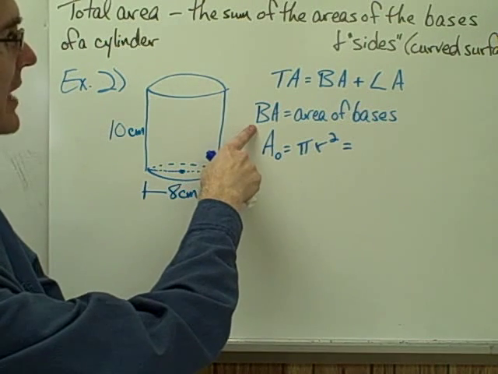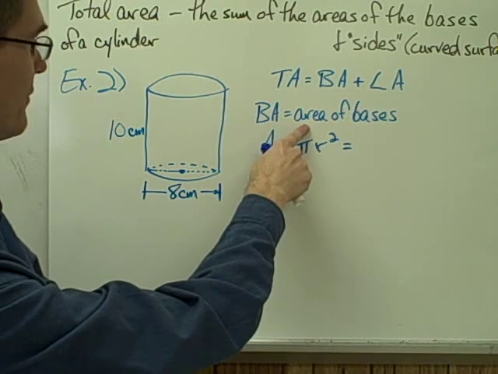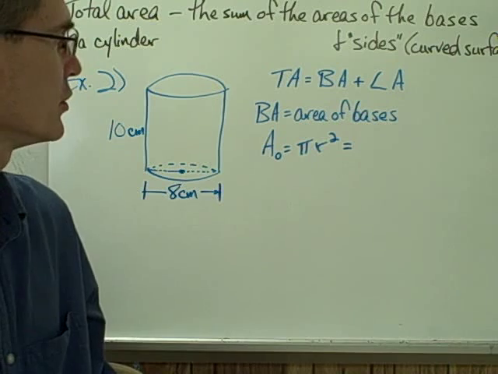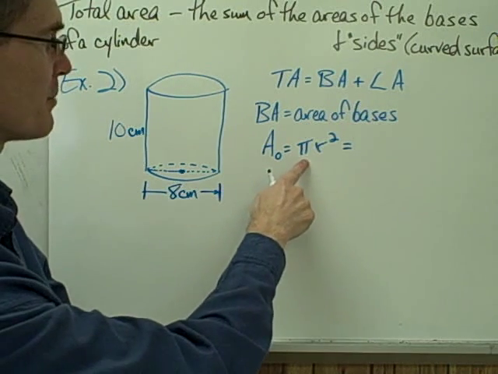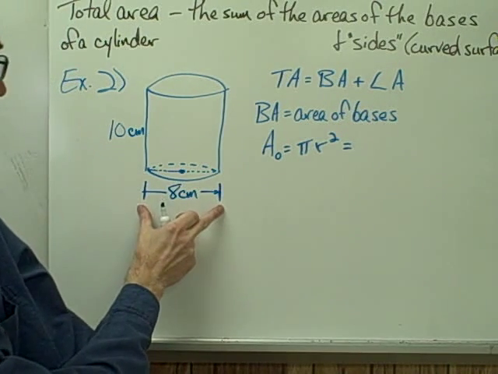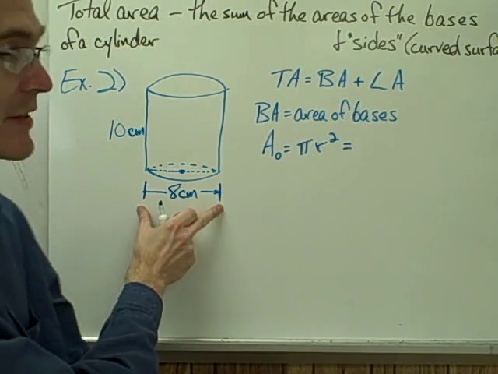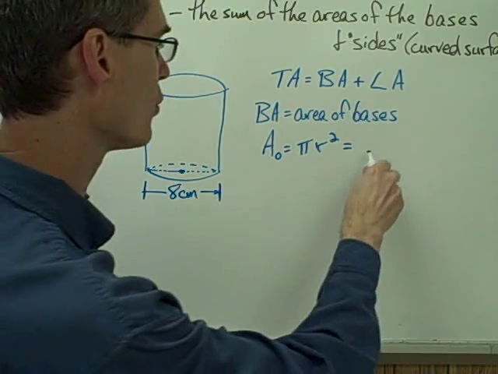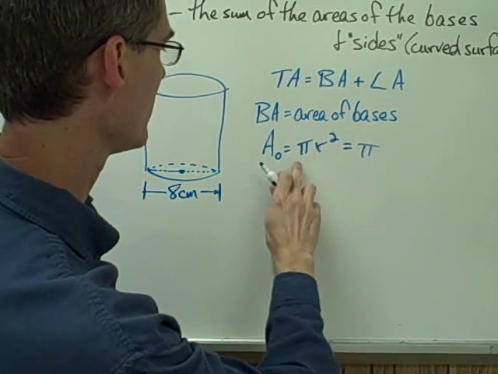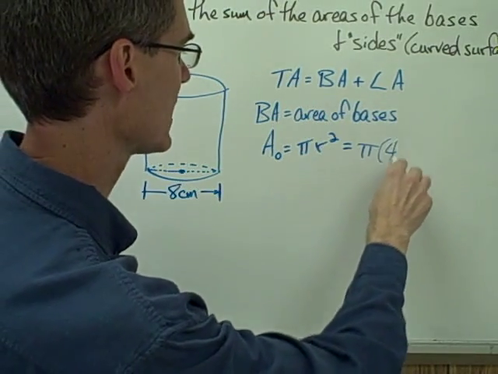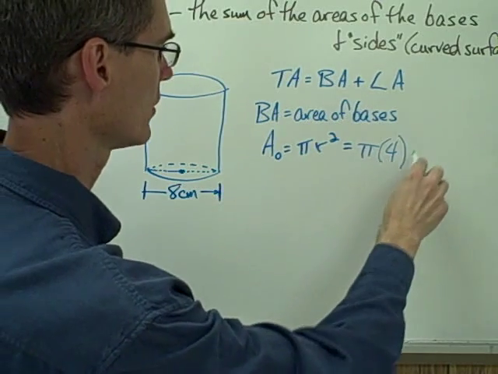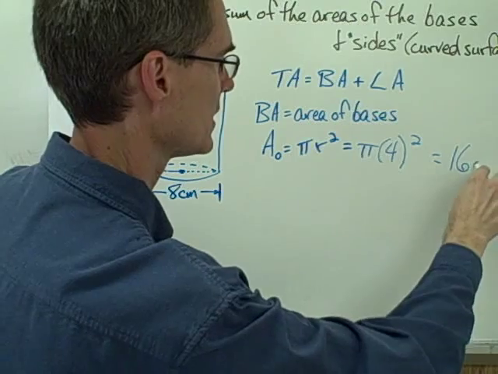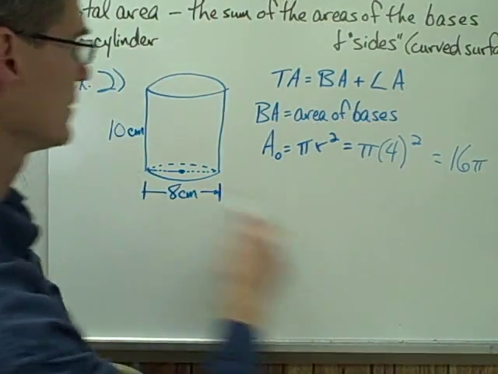So first I'm going to calculate my base area, which means the area of my bases. And I remember my bases are both circles, so I'm going to use the area of a circle, which is pi r squared. Now I'm not given the radius here, I'm given the diameter. Well, my diameter is 8, which means my radius must be 4. So the area of one of my bases is pi times 4 squared, which is 16 pi square centimeters.